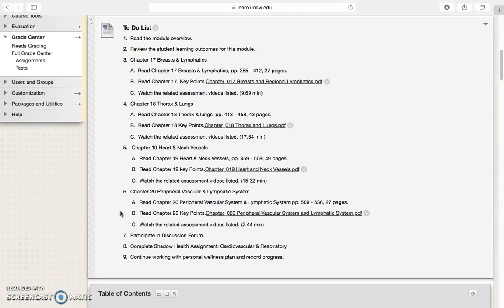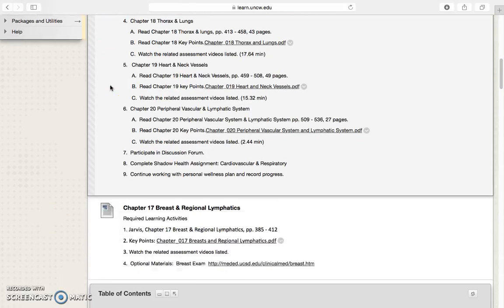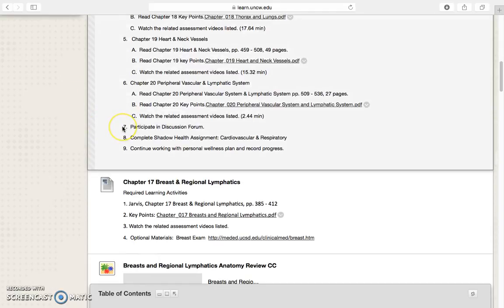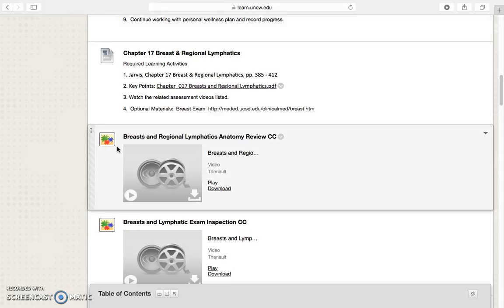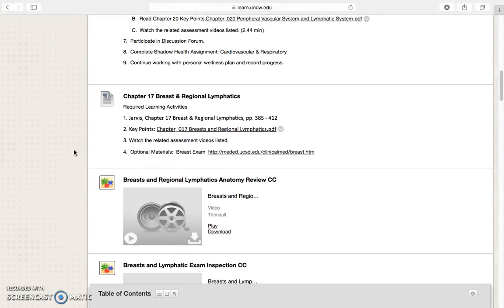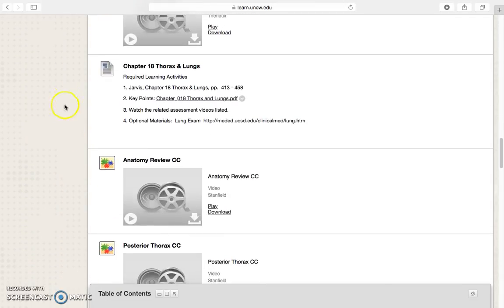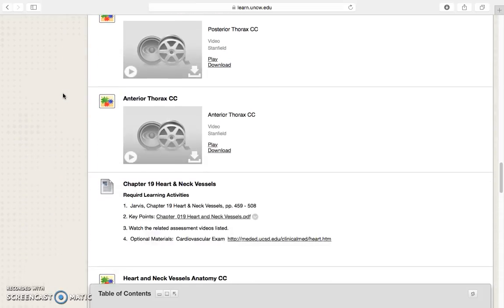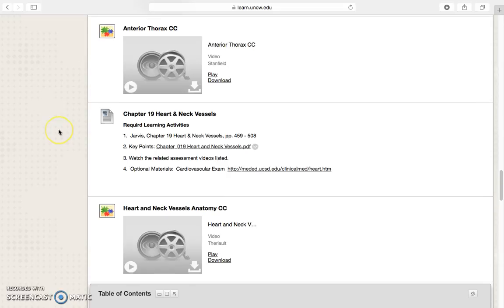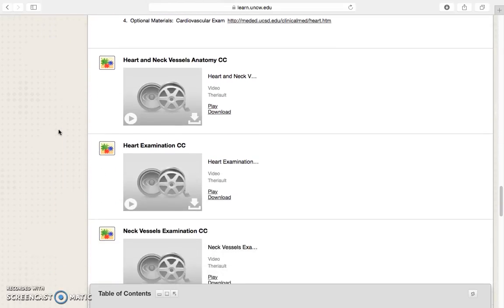Let's focus a little bit on your to-do list. So we will be having you read chapters 17, 18, 19, and 20. You do have a discussion forum this week, and you also have Shadow Health assignments, and then we'd like for you to continue working on your personal wellness plans and record your progress with this assignment. You also have videos that will help you review each system that we will be reviewing this week, and those are associated with each chapter. Again, breast, lymphatic, peripheral vascular, cardiovascular, and respiratory.